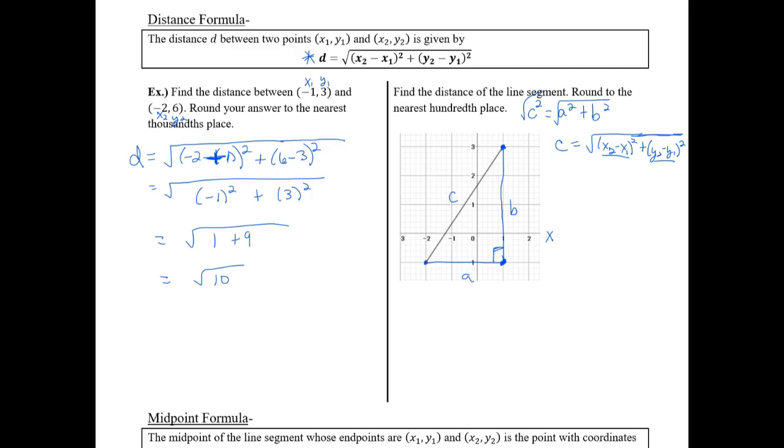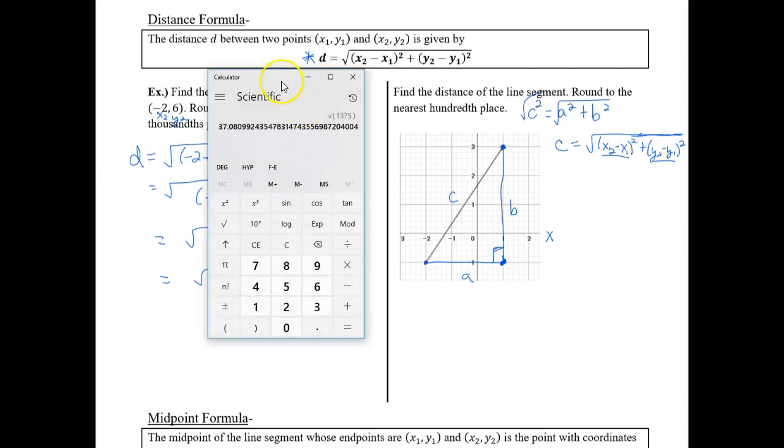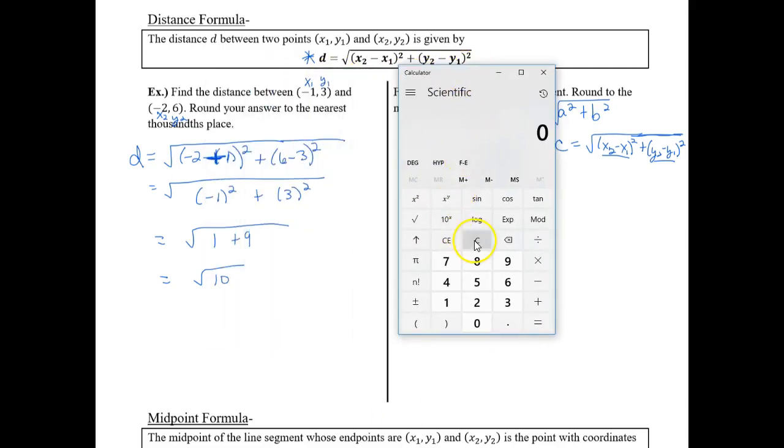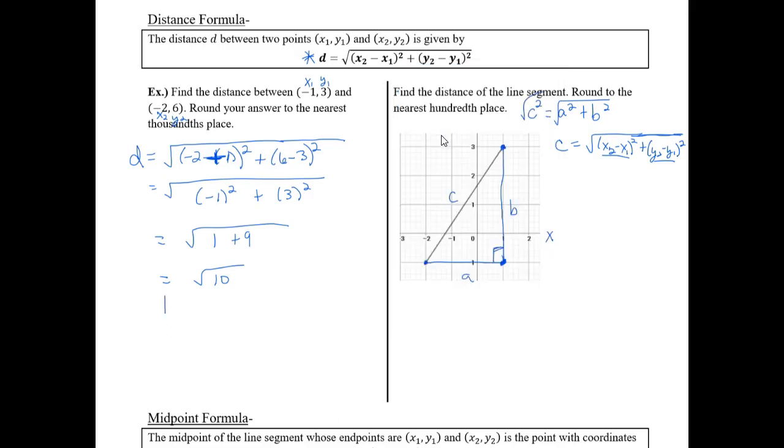You cannot simplify 10, but it does ask us to find the nearest thousandths place. So I take the square root of 10 and go to the thousandths. So tenths, hundredths, thousandths, that's the 2. Look to the right, that's another 2. So that says leave this one alone. We get 3.162. So approximately 3.162. Remember, tenths, hundredths, thousandths.